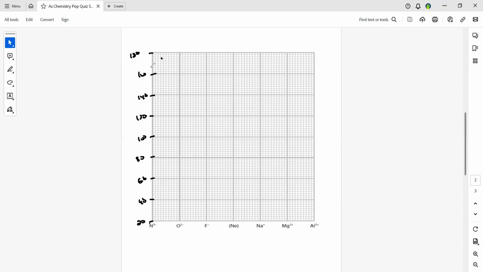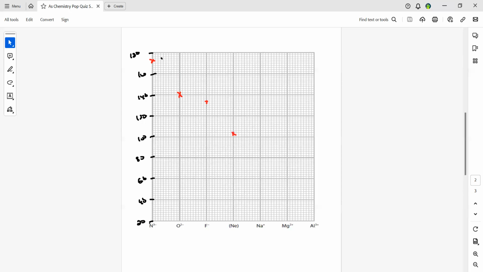So we mark a point for nitride, which is 171. Then we have the oxide ion, which is 140, somewhere here. Then we have the fluoride ion, which is 136. Then we have the neon, 133 is there, okay. Then 102.